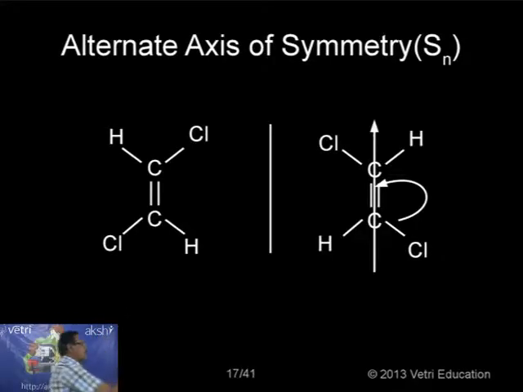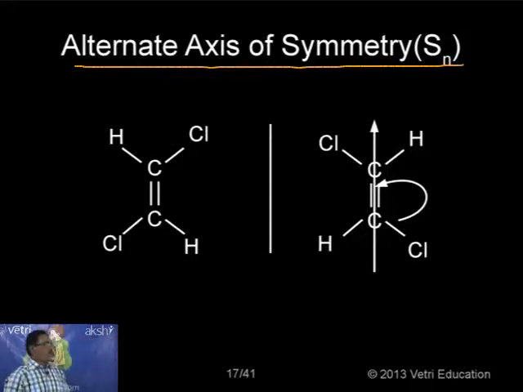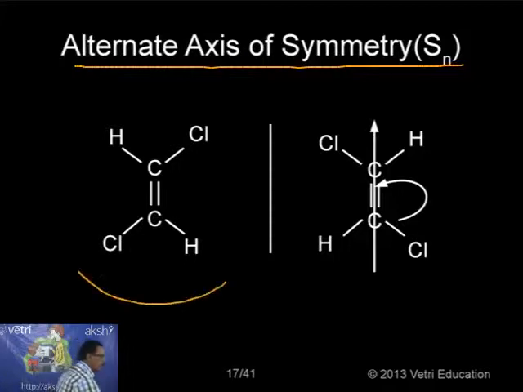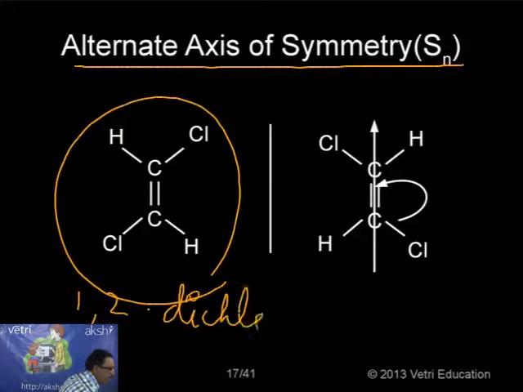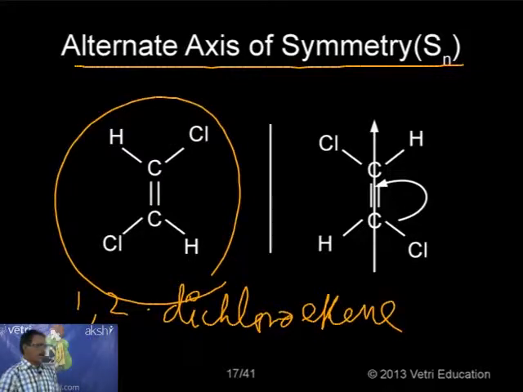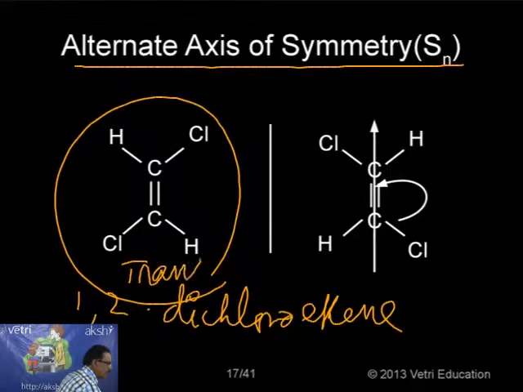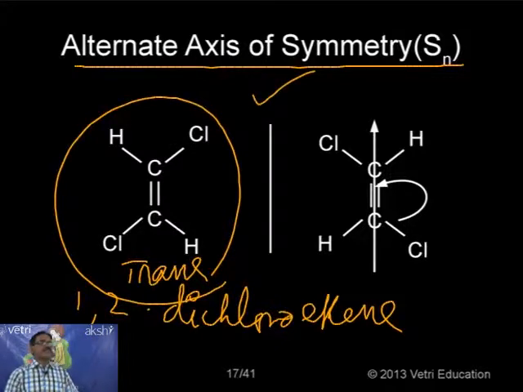The last one is the alternate axis of symmetry. What is the alternate axis of symmetry? Again, as usual, a specific example. The example I have given is 1,2-dichloroethene. This is the trans isomer. I will come and explain later. So if you take the example of the 1,2-dichloroethene trans isomer and take the reflection, the mirror image.